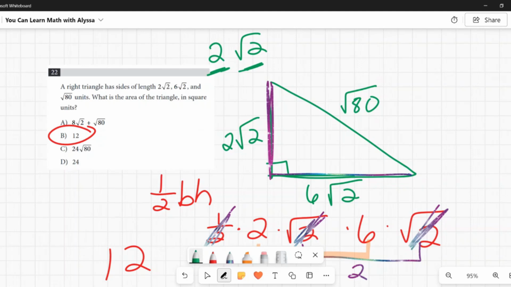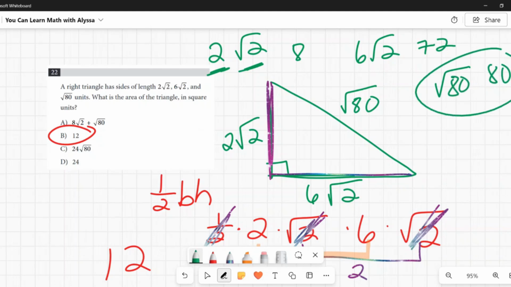2 squared is 4, square root of 2 squared is 2, 4 times 2 is 8. Then you have 6 square root of 2. 6 squared is 36, square root of 2 squared is 2, 36 times 2 is 72. And then finally, square root of 80 squared is 80. So that one's the longest. And yes, Pythagorean theorem works. 8 plus 72 is 80. A squared plus B squared equals C squared.